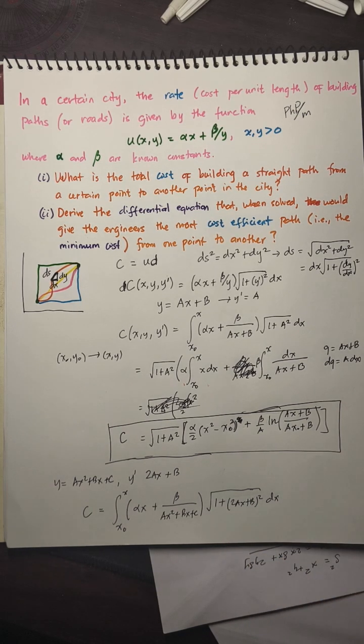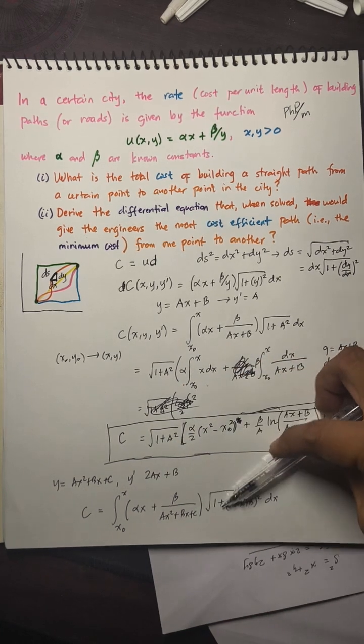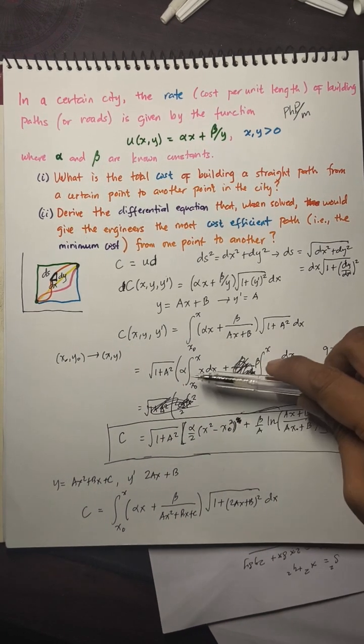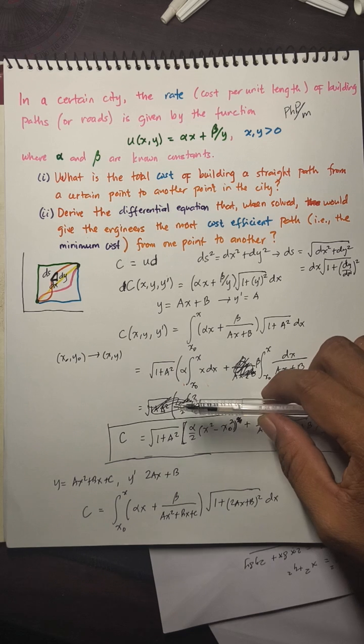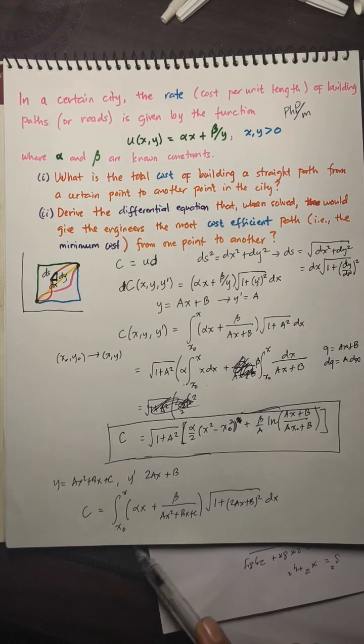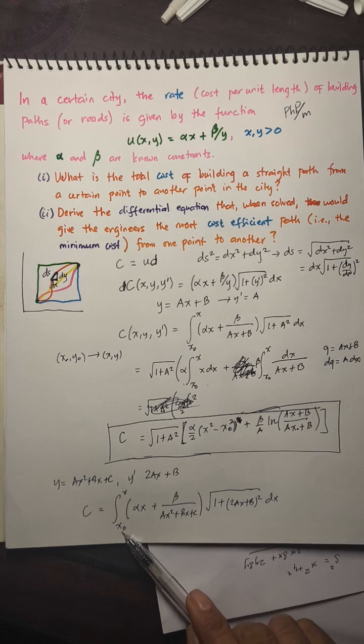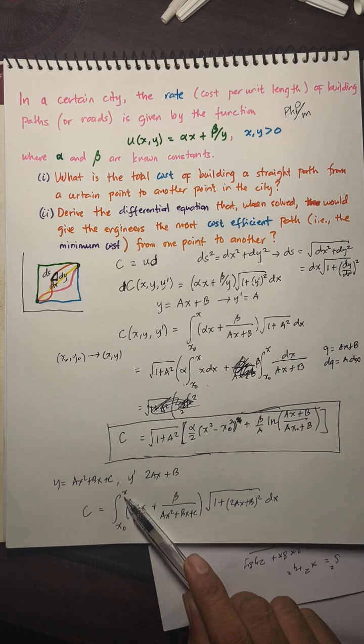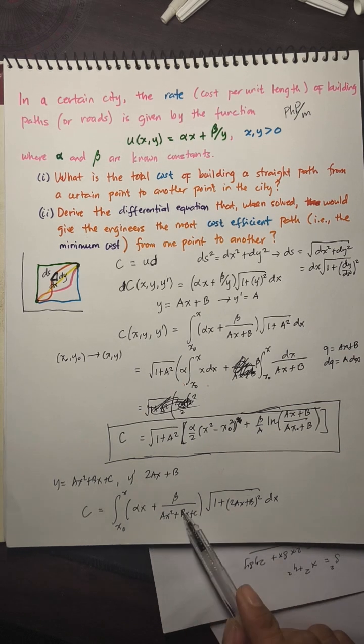So, we'll not proceed with this one. But if you can integrate this, then you will get exactly the cost of building a parabolic path from point A to point B. Of course, this parabola must pass through x naught and x. Otherwise, it doesn't make sense to evaluate this one.